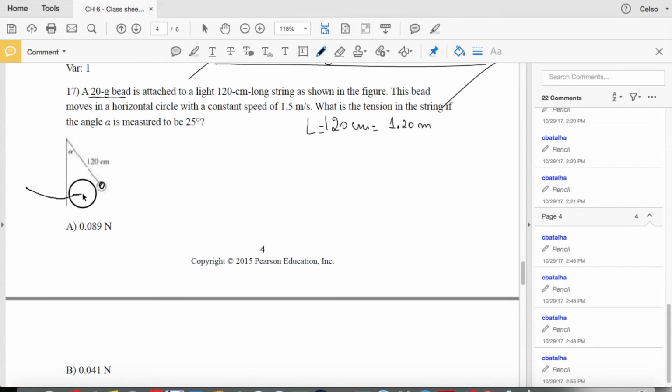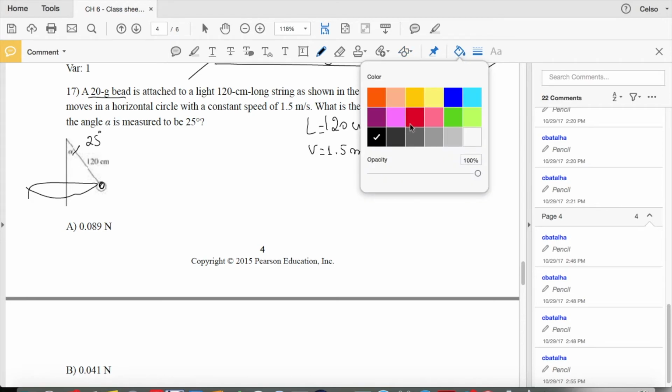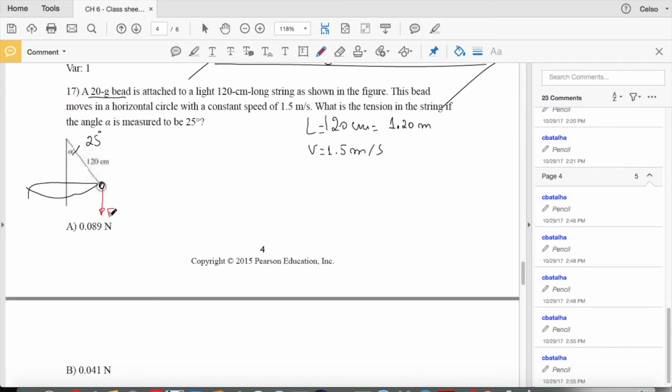And the speed is given. So we have the speed, 1.5 meters per second. What is the tension? So what are the forces on the bead, assuming the angle 25 degrees is given? Forces I like to give in red. The forces are the weight of that bead. We have a tension, T, up there. And those are the only two forces. That's it.